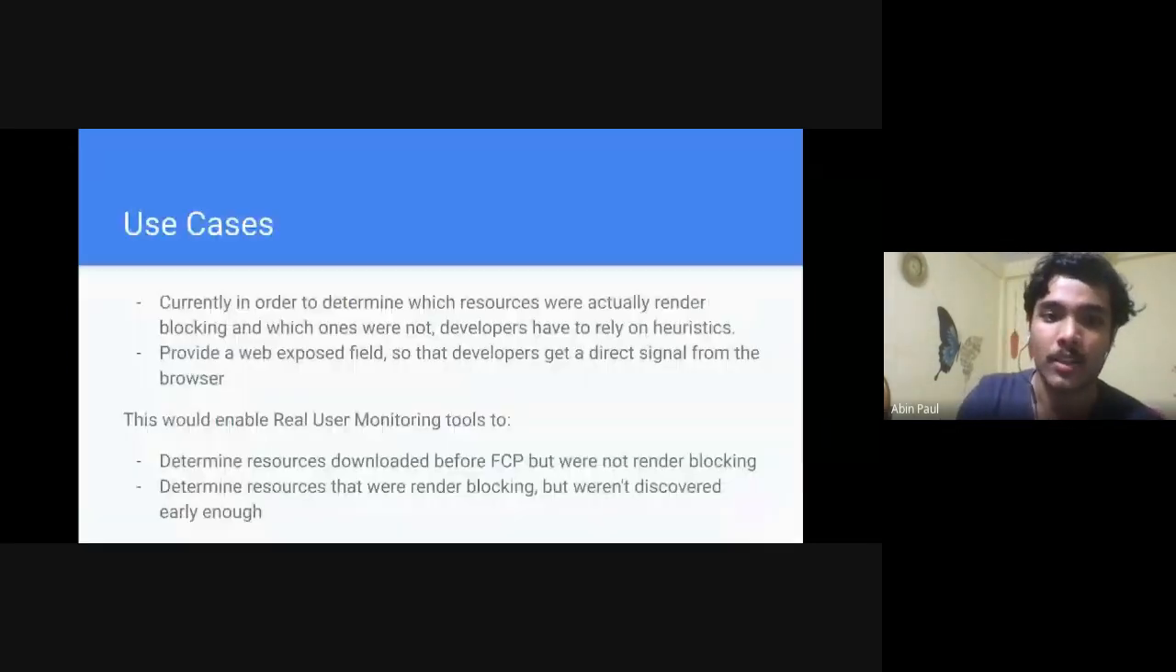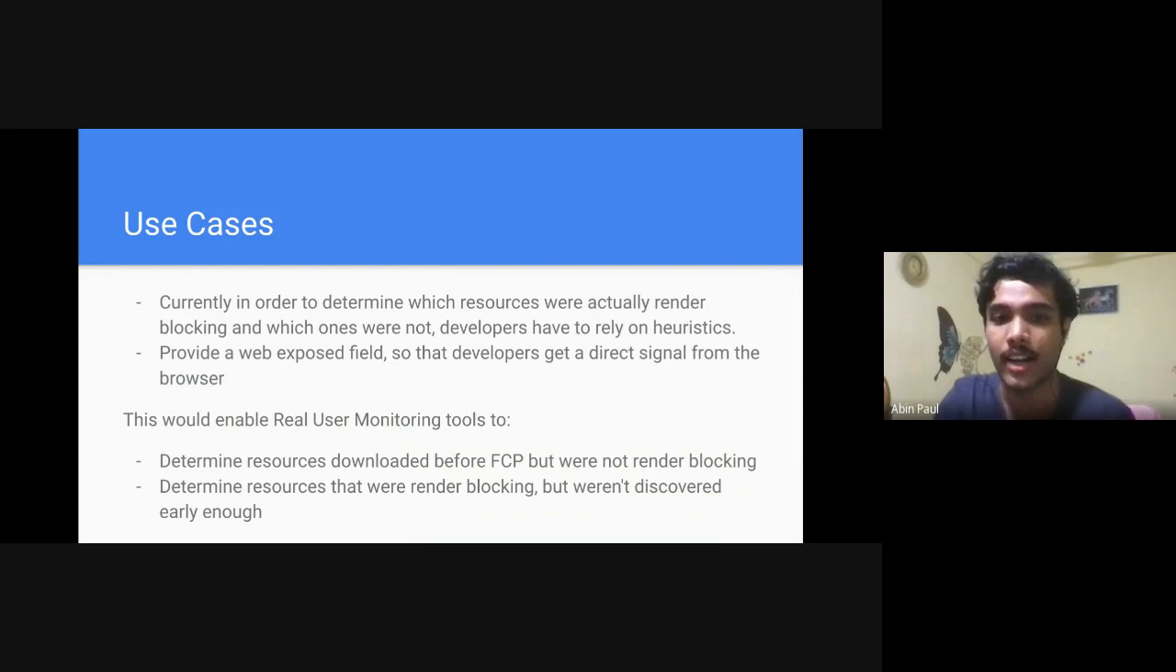I'll be presenting about a small feature, render blocking status in resource timing. So the primary use case is to give a direct signal from the browser regarding which resources are render blocking. Currently, if developers have to do it, they have to rely on heuristics. So that they can get rid of heuristics, we plan on providing a direct signal from the browser. That is the primary use case. The main benefit would be for RUM tools.